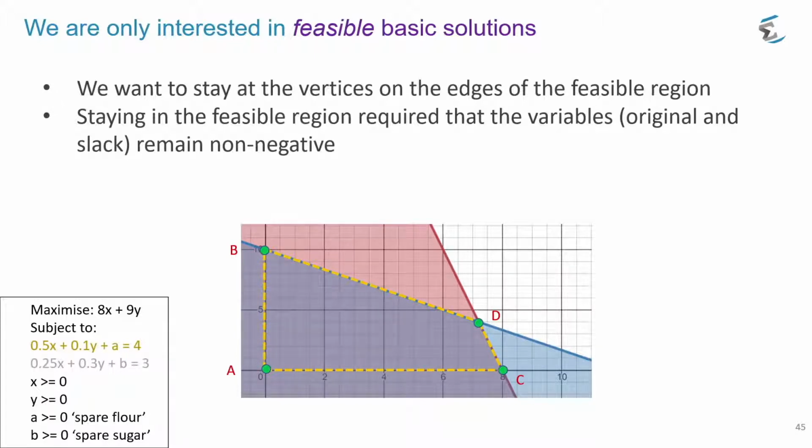So we want to stay in the region. We can't just be picking zeros, picking vertices outside. Being in that region means that our slack variables are non-negative. They're sort of equivalent statements. As soon as I head out of that, I've broken a constraint and I've used too much flour, too much sugar.